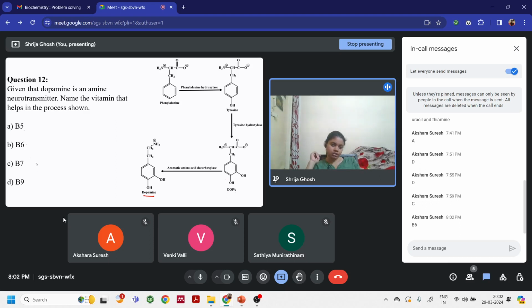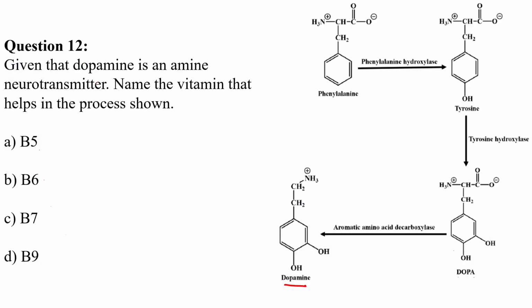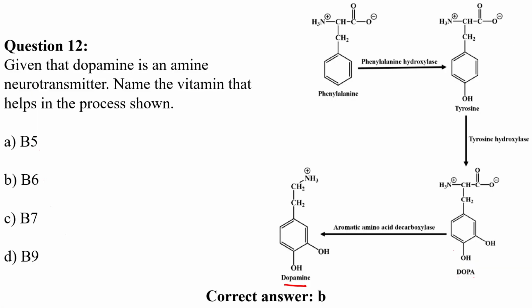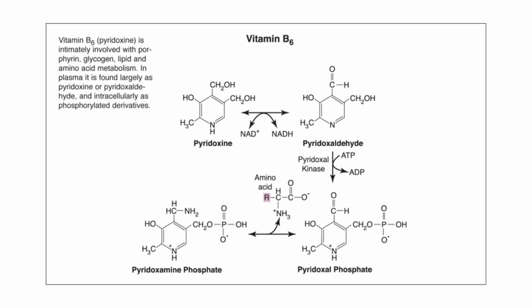Yeah, we have the answer. Akshara has answered vitamin B6. Okay. So vitamin B6, what is the name of vitamin B6? Do you know the name of vitamin B6? You are correct. The correct answer is vitamin B6. So vitamin B6 is pyridoxine. Okay. Pyridoxine is vitamin B6.